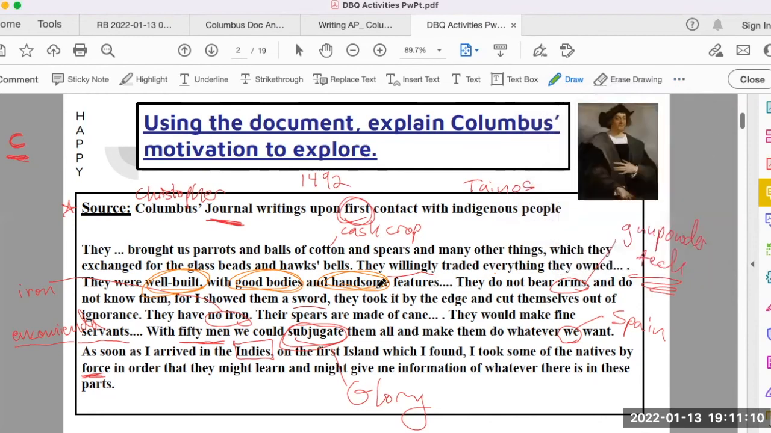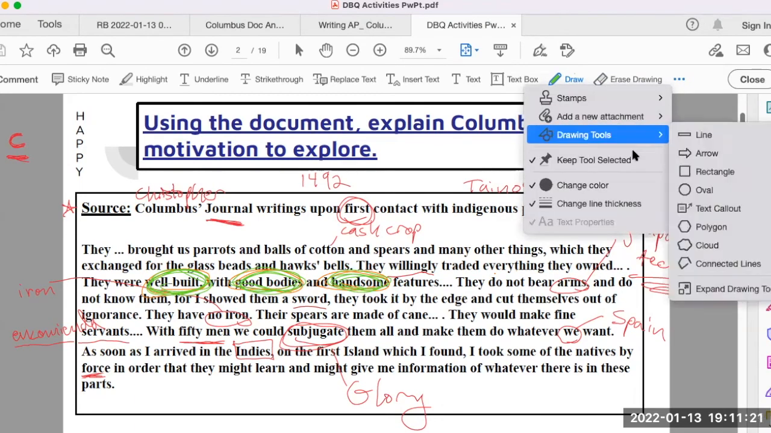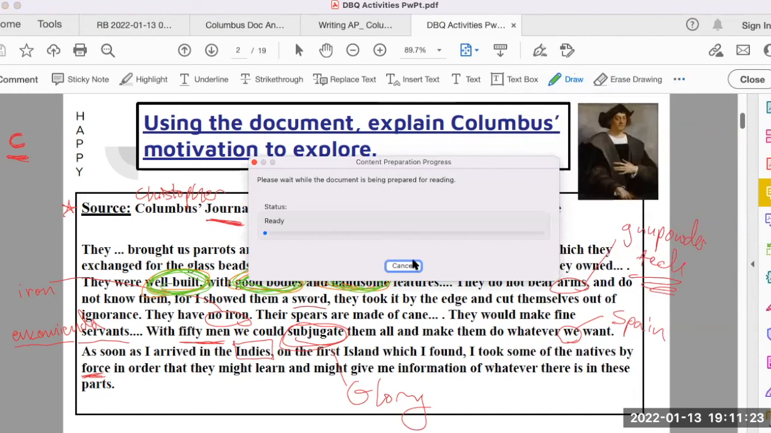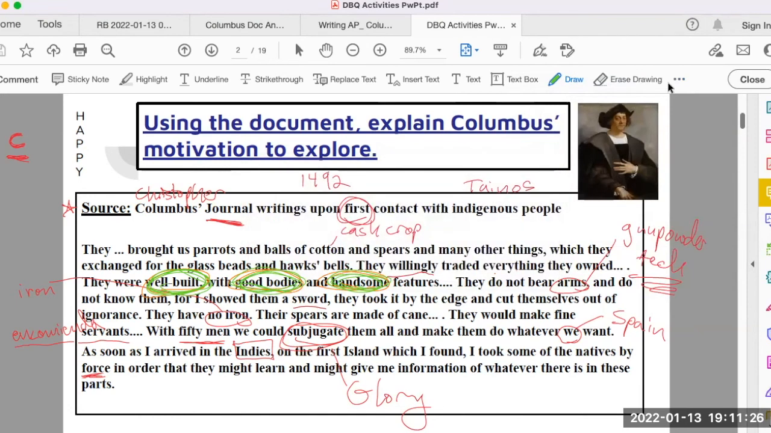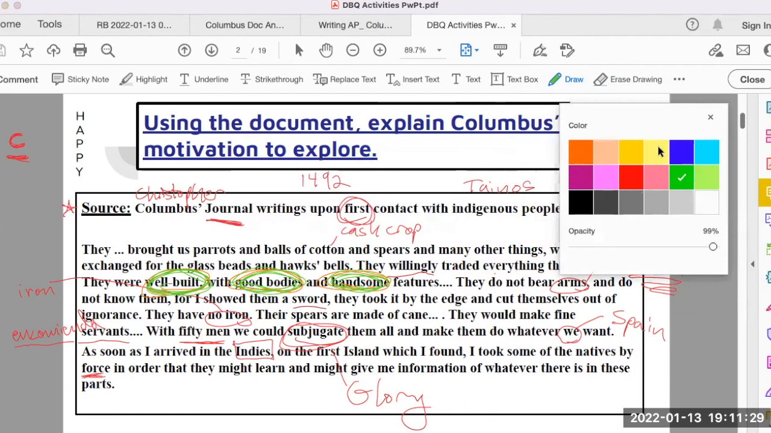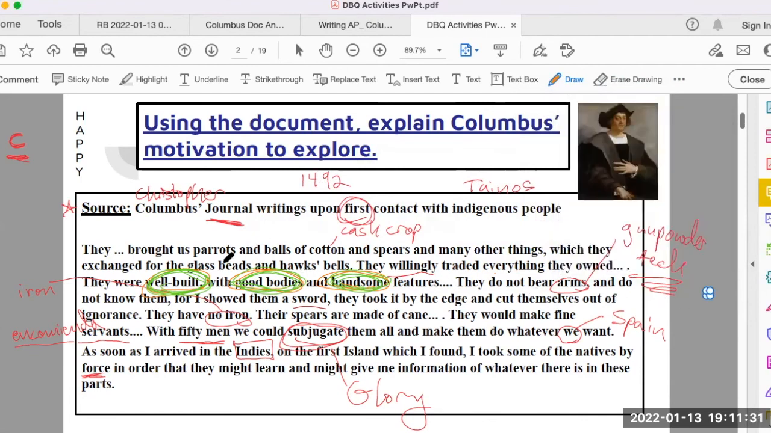So he could be using, hold on, let's do green there. He could be arguing with that that they are less than intelligent, that they don't know the value of the goods that they are trading for, these cheap trinkets that he brought, like glass beads. He could be talking about how they are inferior in terms of their weaponry. They do not bear arms. They don't know them or know about them. So implying that they're ignorant.